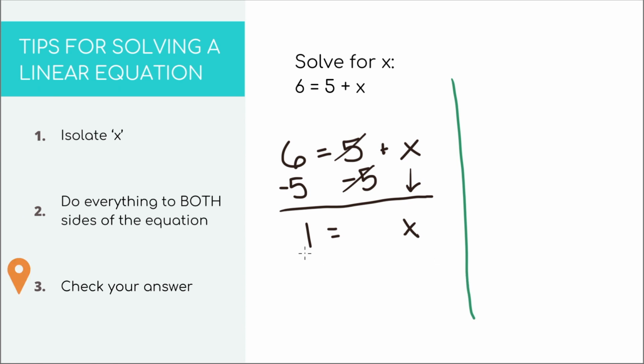Let's always check our answer and plug back in 1 for x in the original equation, and we get that 6 equals 5 plus 1, and 6 equals 6, which is the correct answer.